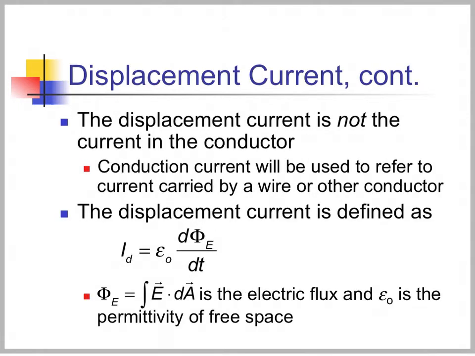Now, displacement current is not a current in the conductor. Conduction current will be used to refer to current carried by a wire or another conductor. The displacement current is defined as epsilon naught times the time derivative of the electric flux. Remember, electric flux is the integral of E dot dA, and epsilon naught was the permittivity of free space.